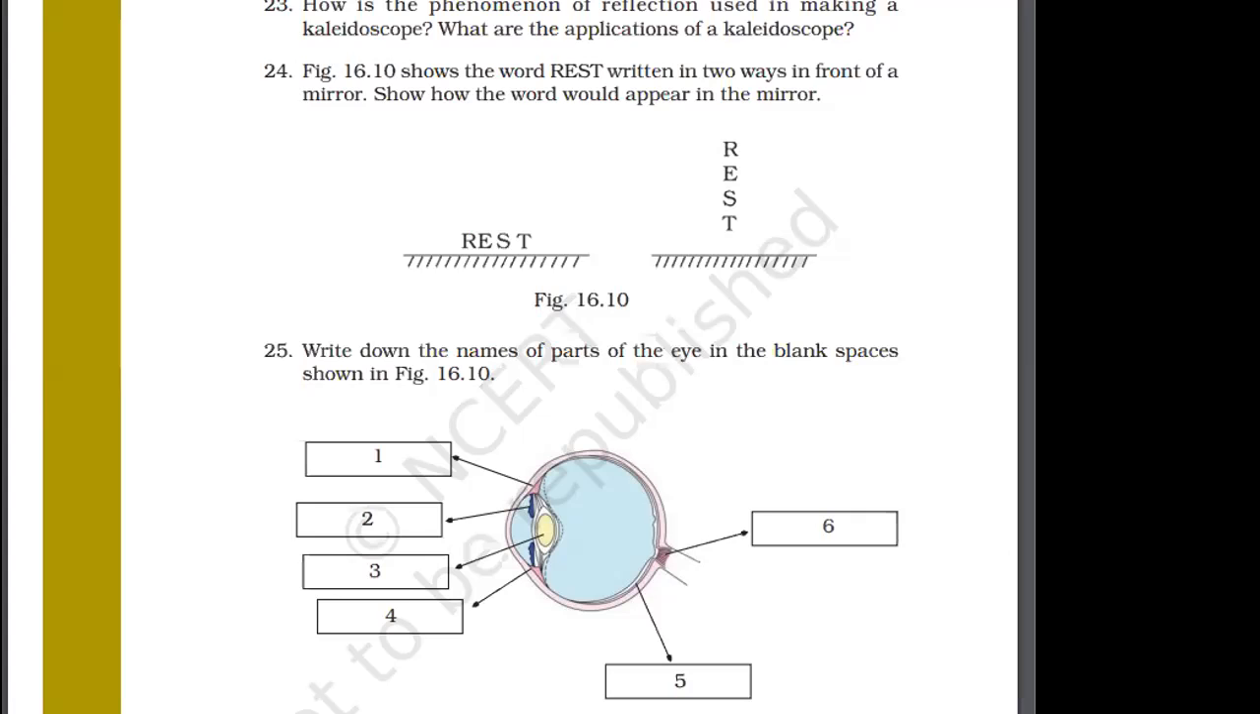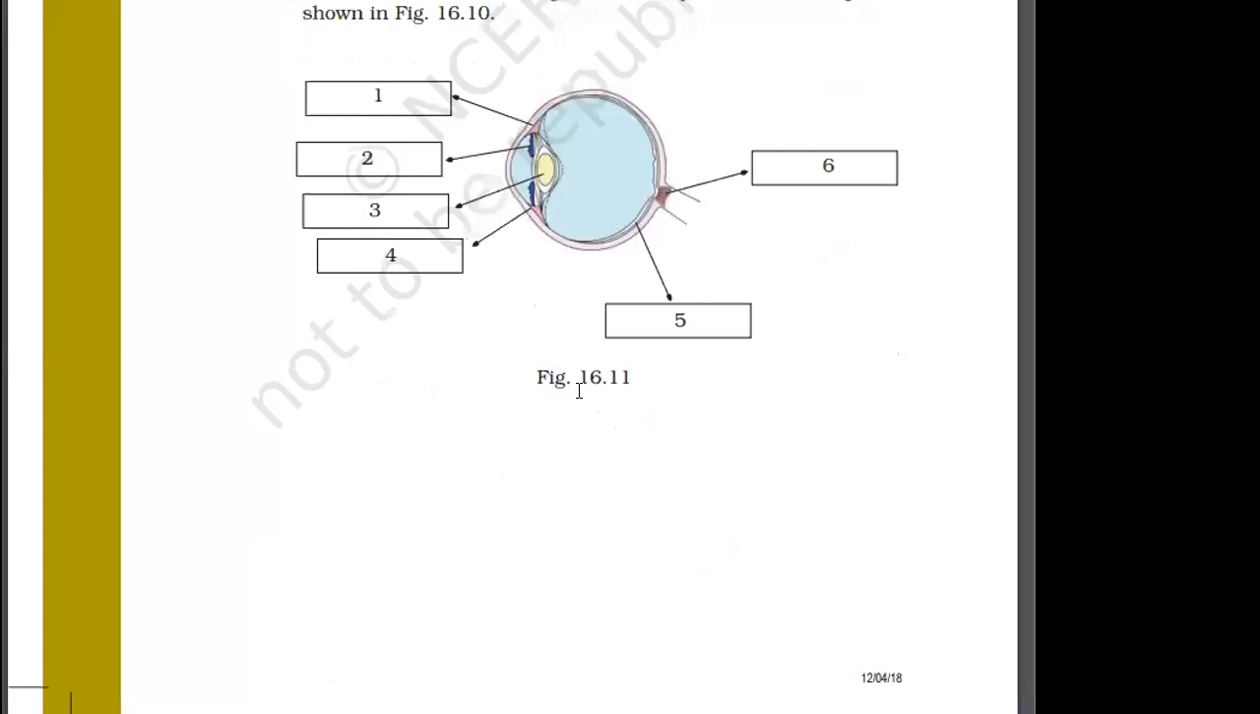25th you can do, I guess. 25th, the last problem of today's class. Tell me. First is ciliary muscles. Second, tell me, iris. Third is lens. Fourth is, tell me. You can answer everything. Optic nerves, yes.